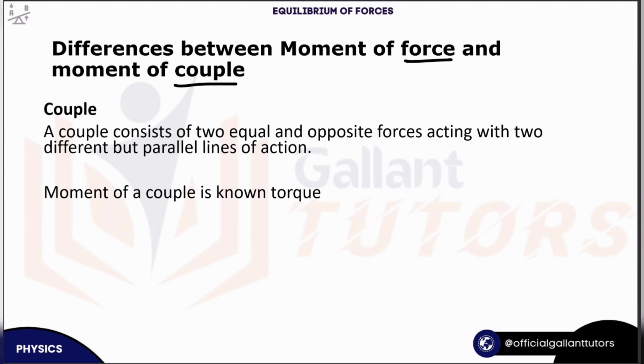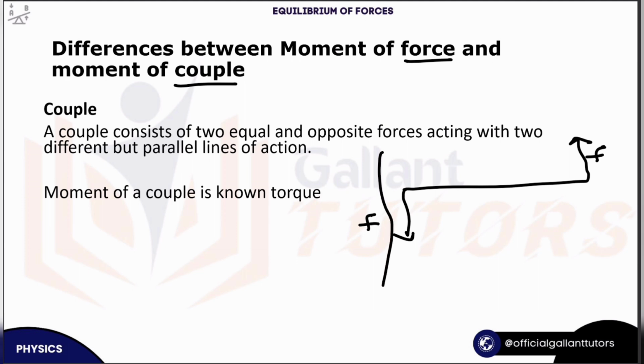Now look at what the couple looks like here. It looks something of this nature, right? This is the force acting here, and this is the force acting here. So I define a couple as a system that consists of two equal and opposite forces acting with two different but parallel lines of action. This line of action and this line of action, but in opposite directions. So two different parallel lines of action.